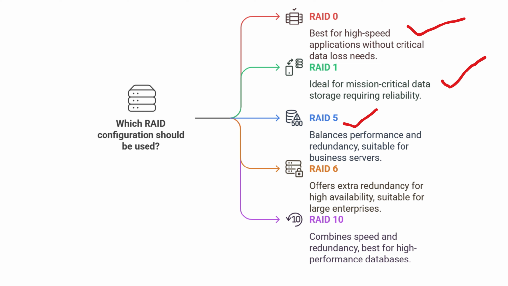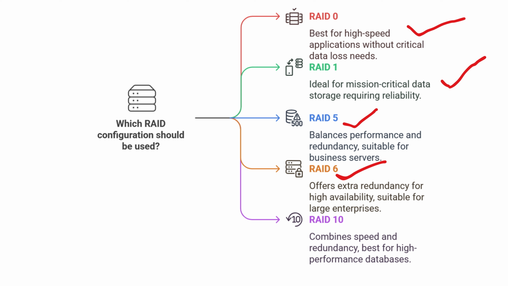Another one is RAID 5, the best balance of performance and redundancy. The data is striped across multiple drives with parity information stored for recovery. If one drive fails, lost data can be rebuilt using the parity info. It is best for business servers that need both speed and fault tolerance. And the downside is that it has slower write speeds due to parity calculations. RAID 6 provides extra redundancy for high availability. Like RAID 5, but with an extra parity block for protection against two simultaneous drive failures.